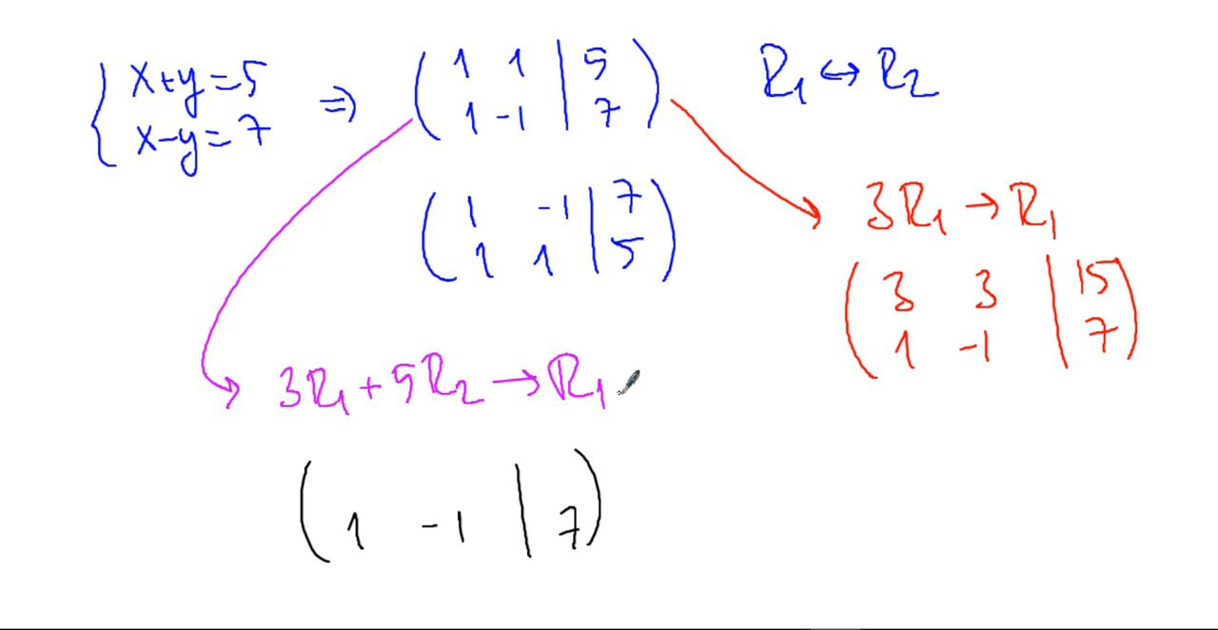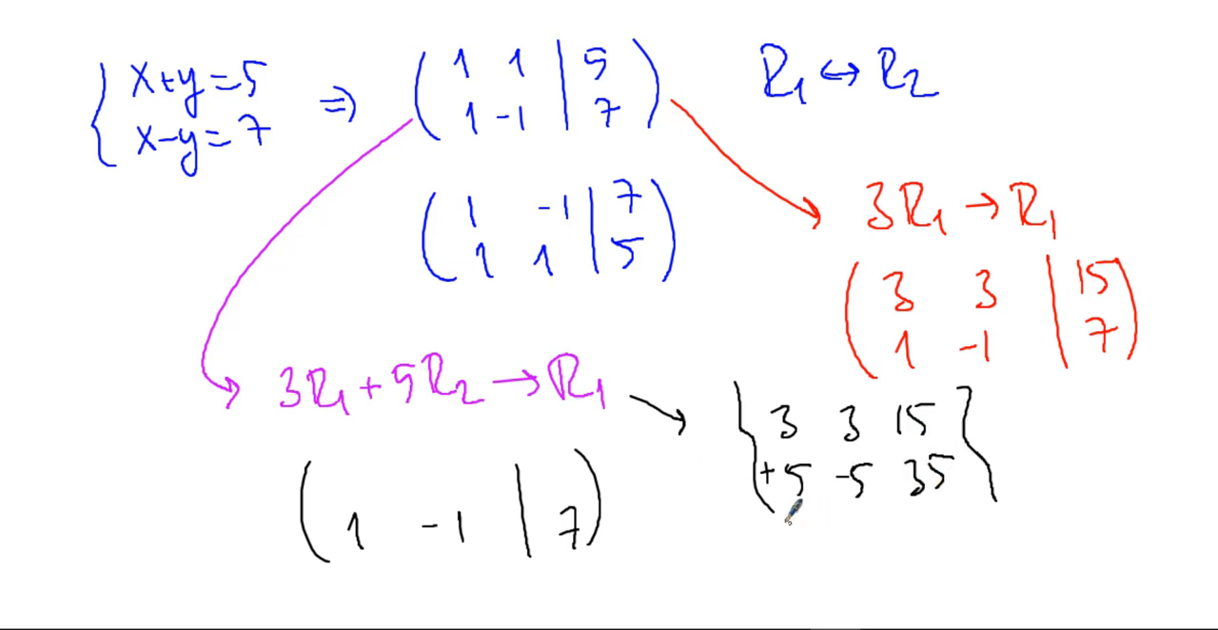So what kind of change am I doing? Multiply the first row by 3, so it will be 3, 3, 15. Add them to 5 multiplied by the second row, so it will be 5, minus 5, and 35, right? And we need to add them up. If you add them up, it will give you 8, 0, and 50. So you change the first row, as you say here, to 8, 0, 50. So this again will have the same solution.